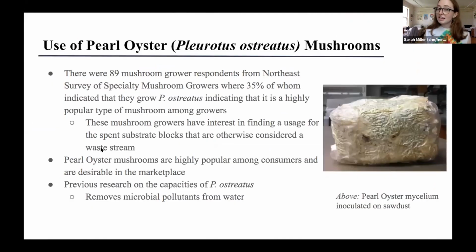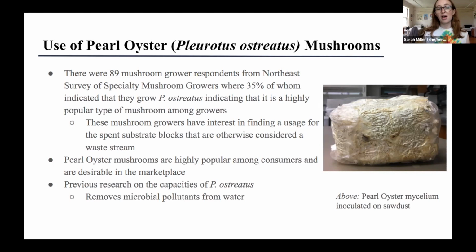For our bioretention basin, we chose to use pearl oyster mushroom mycelium because we know that it is highly popular among mushroom growers in the Northeast region. These mushroom growers have a high interest in finding usage for the spent substrate blocks, which is left over after growing mushrooms, because it is otherwise just a waste stream. We also know that pearl oyster mushrooms are highly popular in the marketplace.